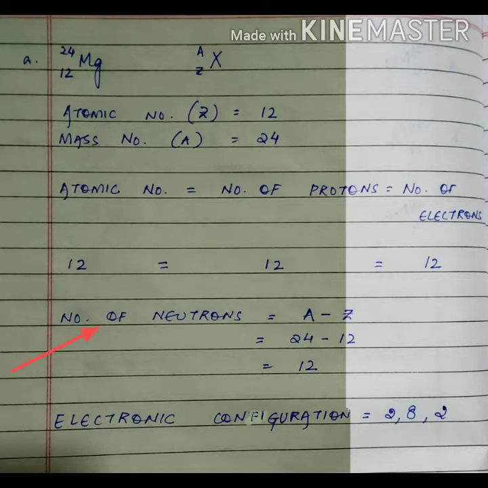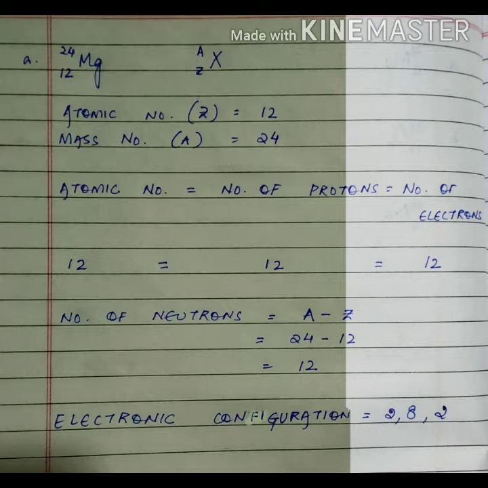I have already discussed that the number of neutrons is equal to the mass number minus the number of protons, and the number of protons is equal to the atomic number. So we can also say number of neutrons equals A minus Z, that is mass number minus atomic number, which is equal to 24 minus 12, which is also equal to 12.